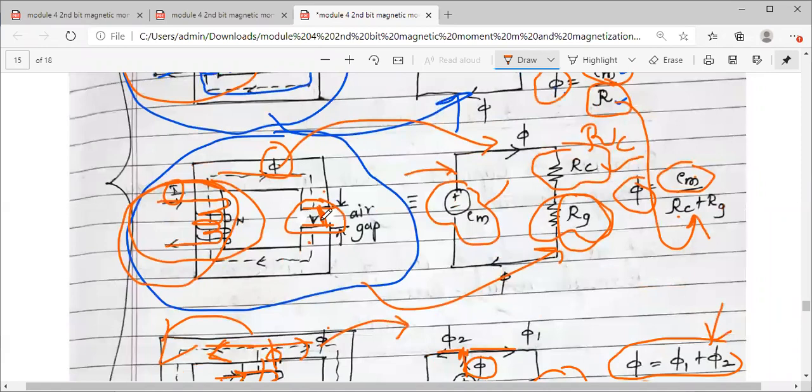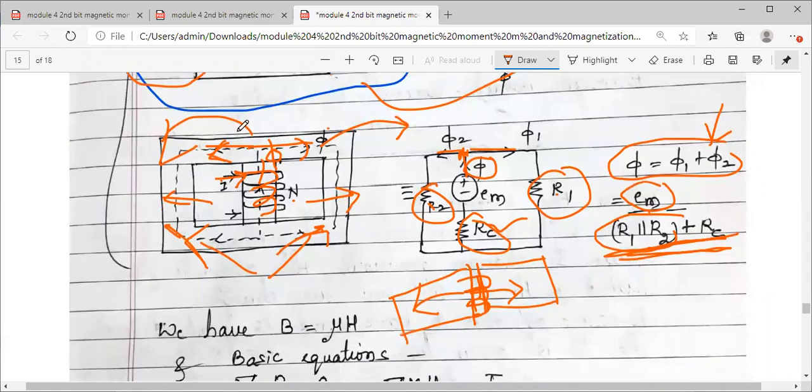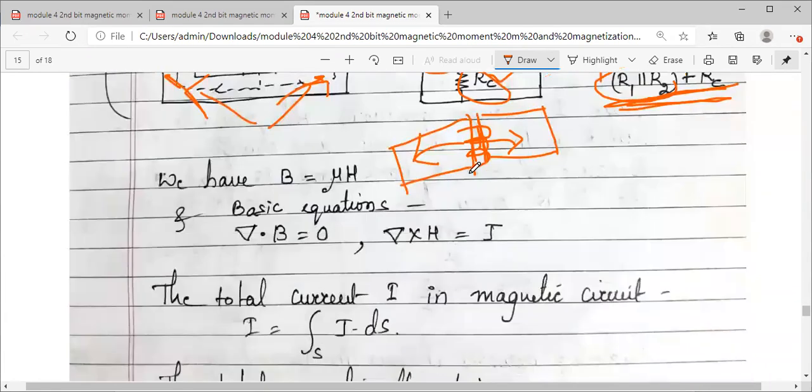And for the second one, where some air gap exists, what is the flux value? And for the third arrangement, what is the value of the flux, phi? Okay. So this is all about the magnetic circuit.